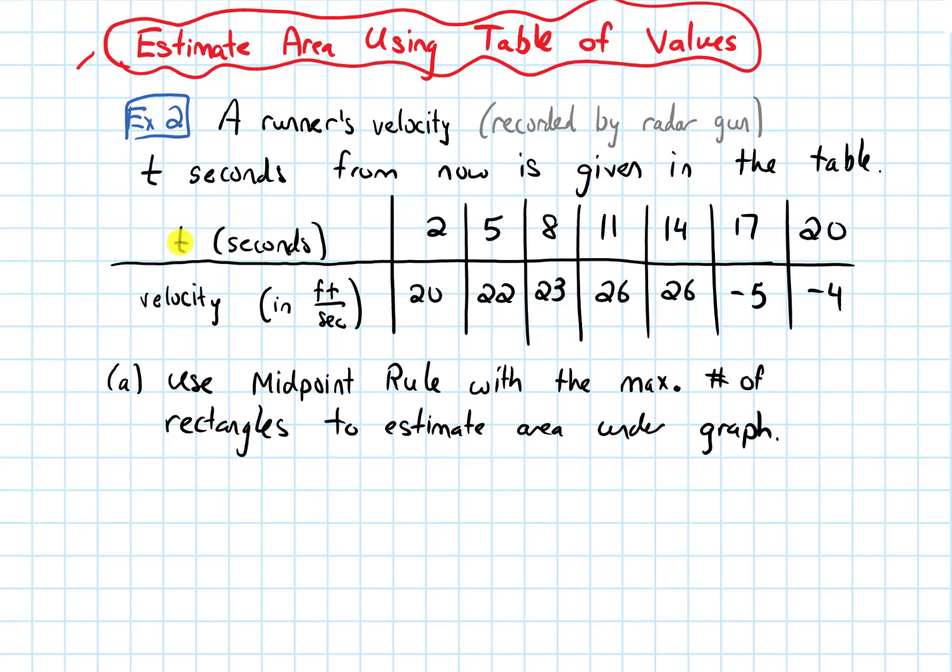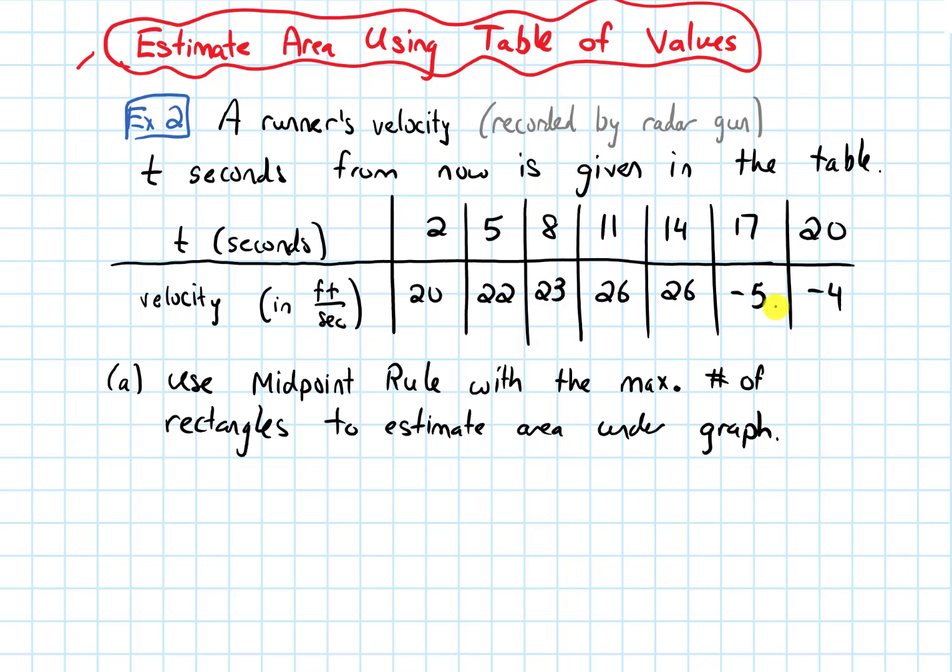The first row keeps track of t in seconds. So it gives us a few different time values like 2, 5, 8, all the way up until 20. And then the second row keeps track of the velocity at those times. And these are in feet per second. So for example, this column says 5 seconds from now, their velocity is 22 feet per second.